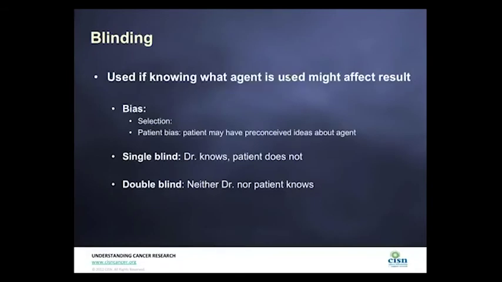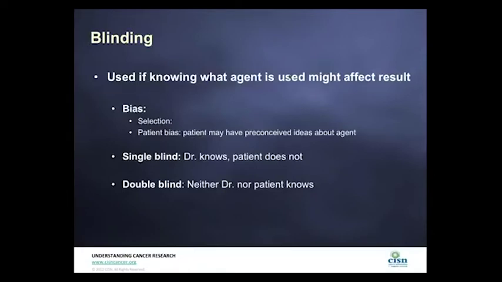If knowing what that agent is might affect the results. Some people go in, and they'll only go into a clinical trial if they get into a certain group. They want to know what group they're going to get into. The computer's putting them in there. And what happens is people will drop out if they don't get in the group they want to be in. So then they'll blind the study, and the person won't know which group they're in. So that's why that's done, because people have a bias going in. They're saying, nope, I'll only stay in this clinical trial if I get the new agent.